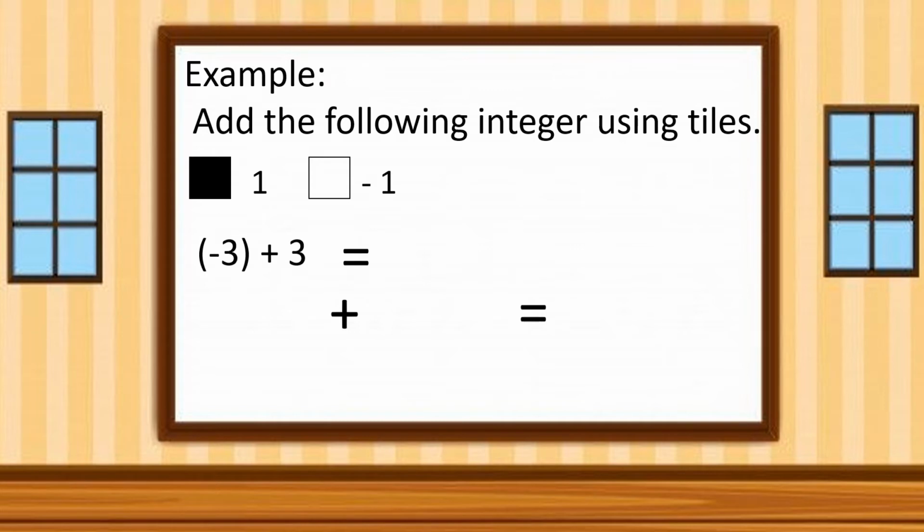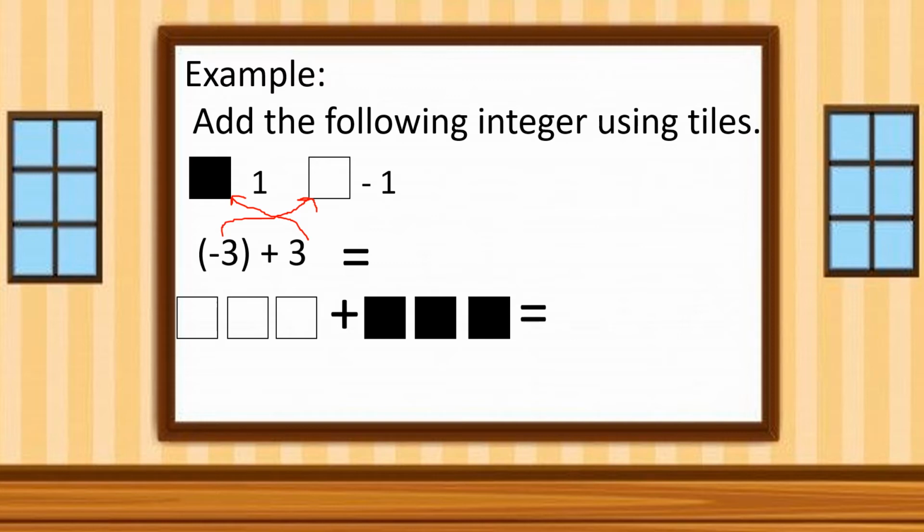Next, let's add negative 3 plus positive 3. So again, itong negative 3, ang i-represent niyan is the unshaded tile, while positive 3 will represent here the black tile, or the shaded tile. So to represent negative 3, magkakaroon tayo dyan ng tatlong white tile or the unshaded tile. And then, we have here positive 3, magkakaroon tayo dyan ng tatlong shaded or black tile. Okay? So, again, take note of this. Kapag may nakita kayong neutral pair, isang white tile at isang black tile, automatic they are equal to 0.